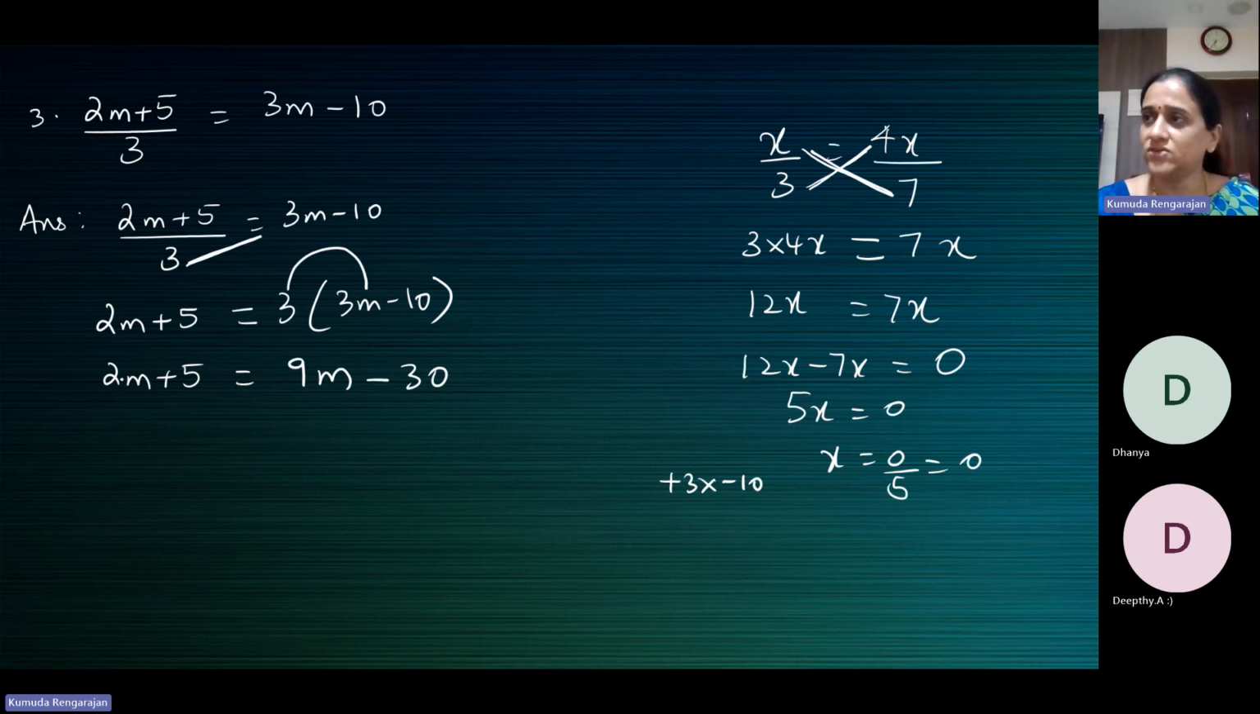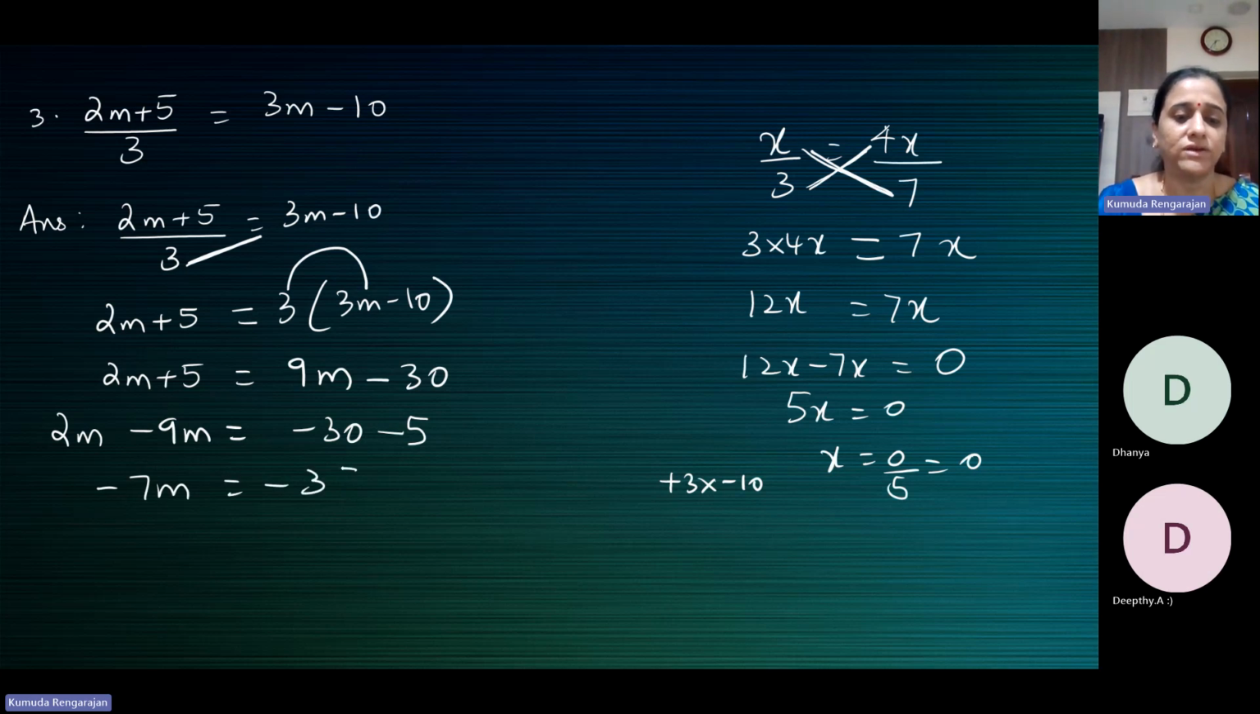9m comes to the LHS. Who's already there? 2m is already there on the left hand side. 9m comes to the left hand side from RHS, so minus 9m is equal to, on the right hand side, we already have minus 30 there. Who comes? Plus 5 as minus 5. This is correct? Okay. Minus 7m is equal to minus 35. Because plus 2m minus 9m, different signs, subtract. 9 and 2, if you subtract, 7. And put the sign of the greater number.